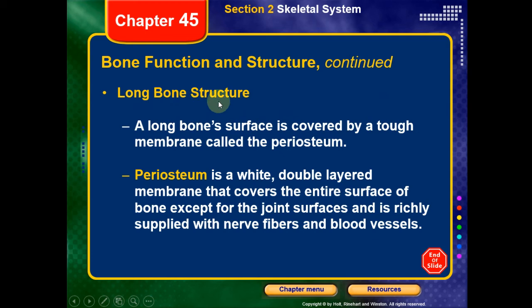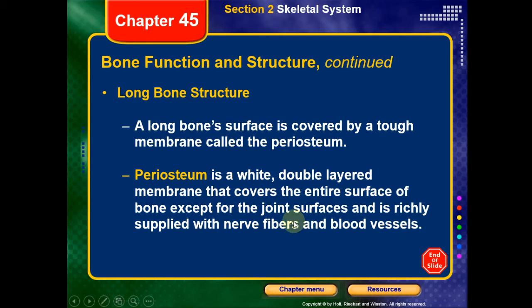Let's talk about the long bone structure. The long bone surface is covered by a tough membrane called the periosteum. We pronounce it periosteum. Fine. The periosteum is a wide double-layered membrane that covers the entire surface of the bone except the joint surface, and it is richly supplied with nerve fibers and blood vessels.